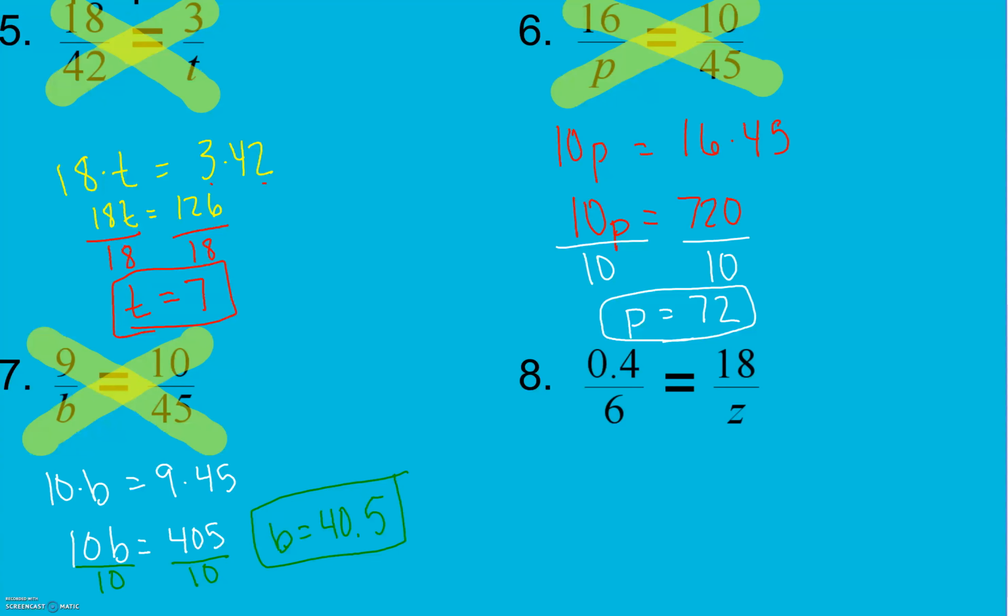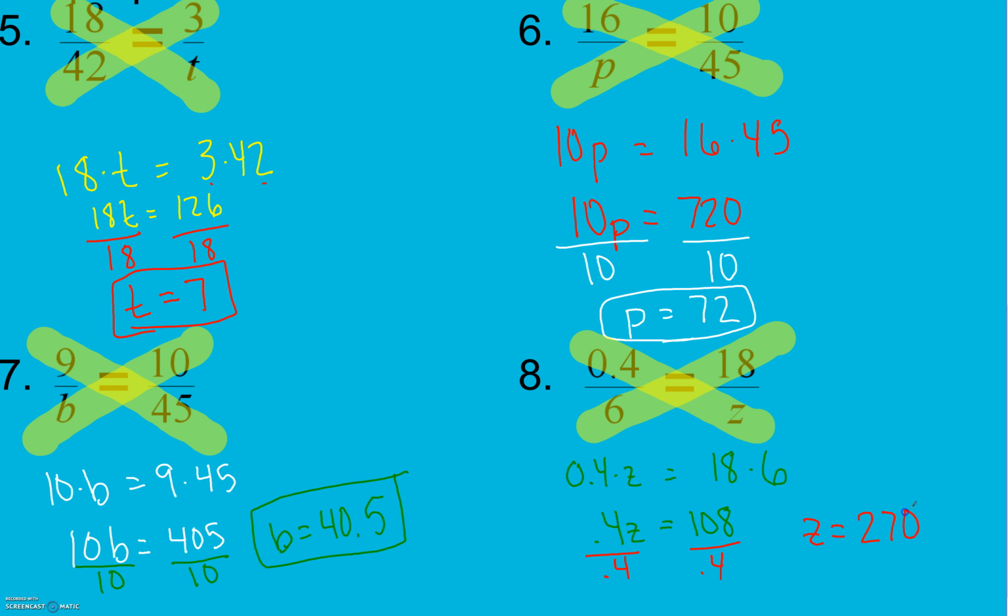Last one here, cross products. 0.4 times z equals 18 times 6. 0.4z equals, when we take 18 times 6, we get 108. We get rid of that multiplication by dividing by 0.4. And z is going to be 270.